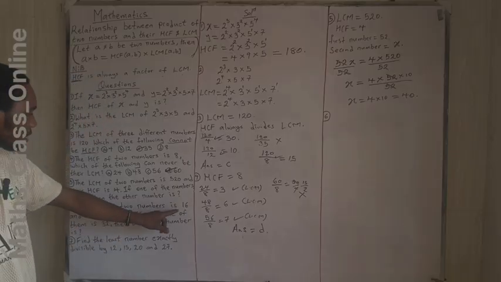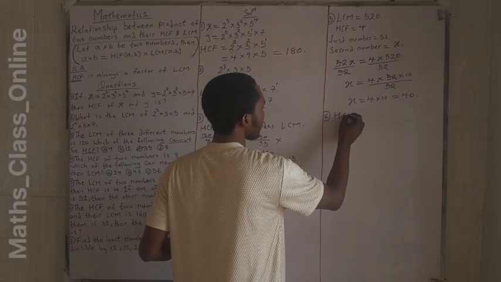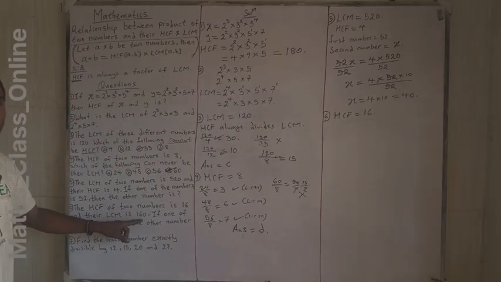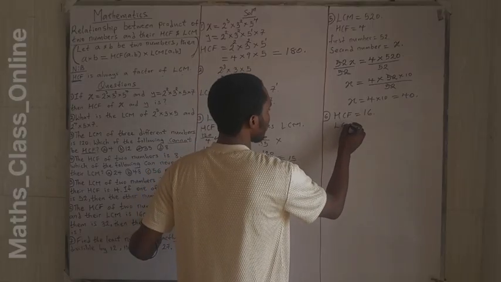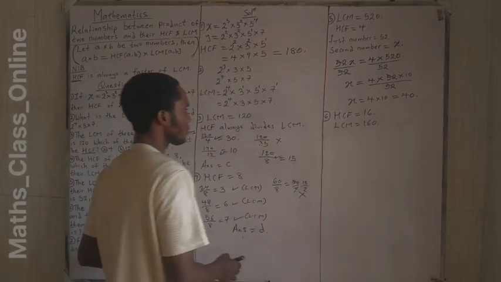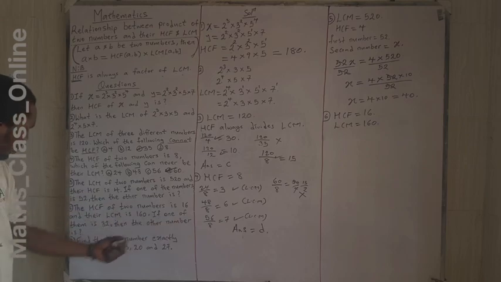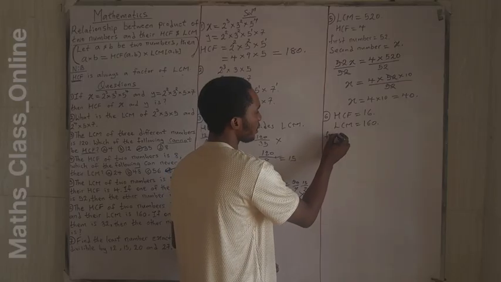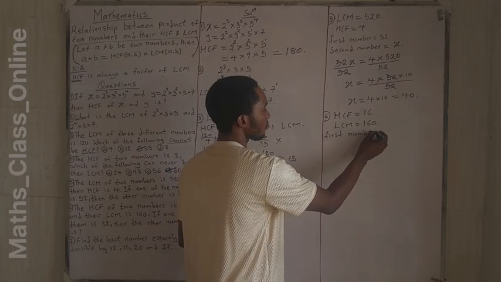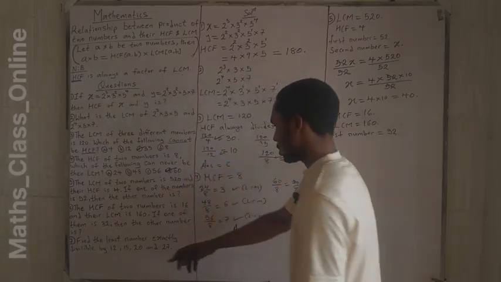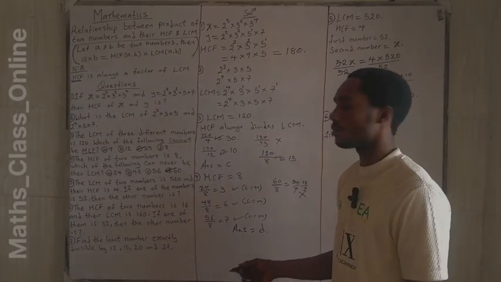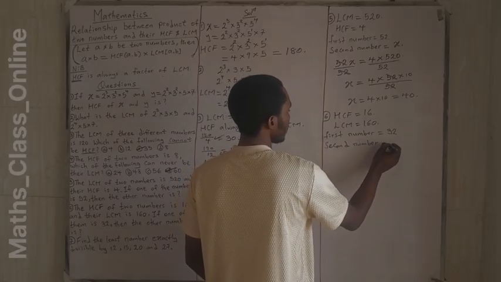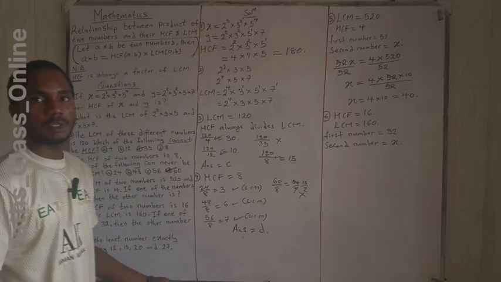The HCF of two numbers is 16, and their LCM is 160. If one of them is 32, let's say that is the first number, the first number is equal to 32, then what will be the value of the other number? The second number is equal to x.